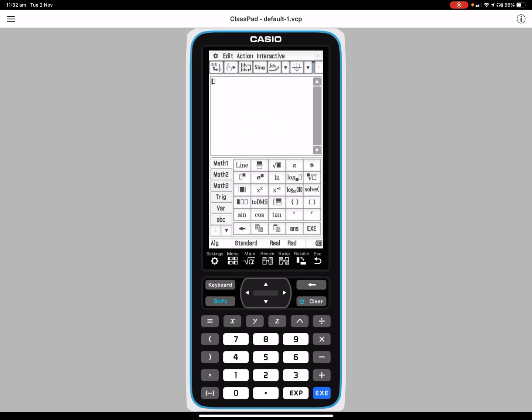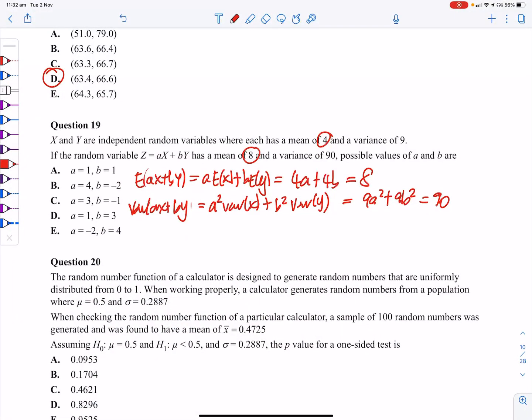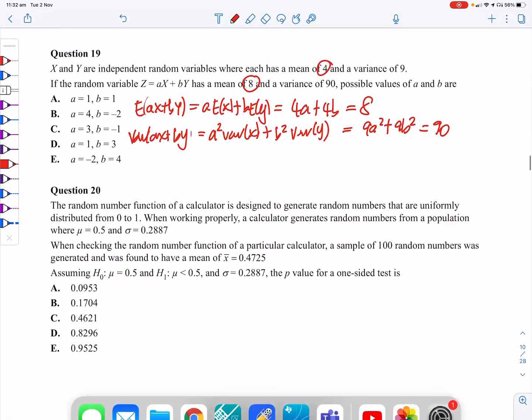I'm just going to use x and y because it's easier. What was it? 4x plus 4y equals 8, and 9x squared plus 9y squared equals 90. Solve for x and y. Negative 1, 3. It's not there.